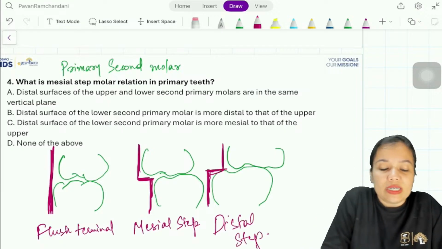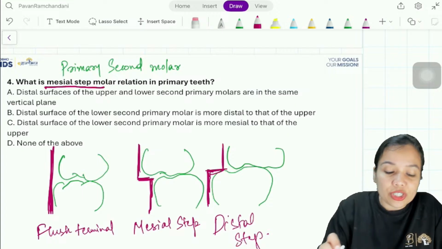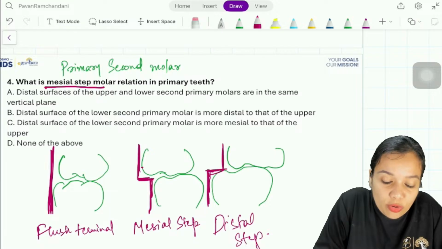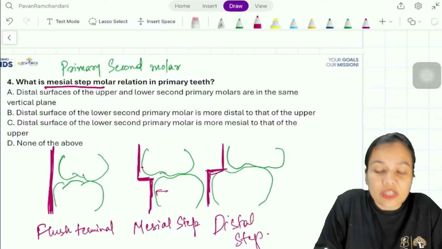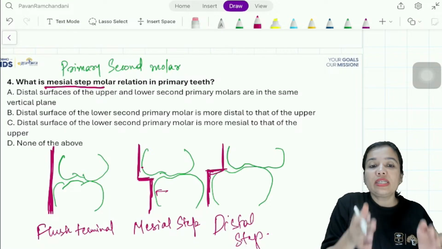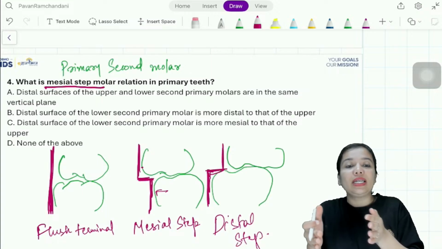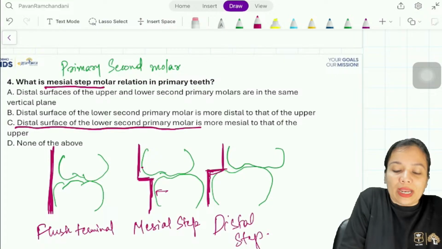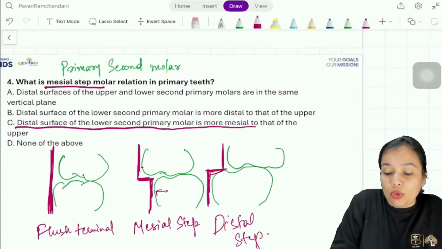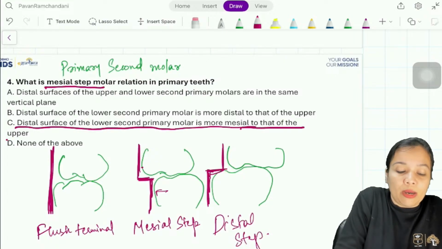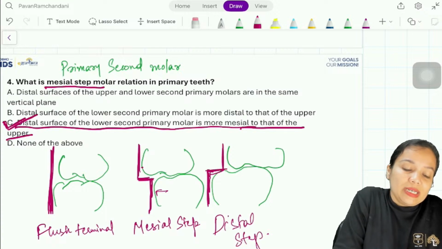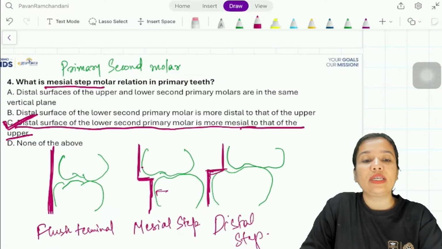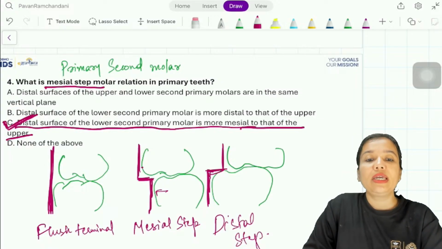Okay, so what they've asked is mesial step molar relation. So that means the distal surface of the lower molar is present more mesial to the upper molar. So the distal surface of the lower second primary molar is more mesial to that of the upper. So the answer becomes C. Okay, so these are the 3 types of molar relations that we see in primary teeth.